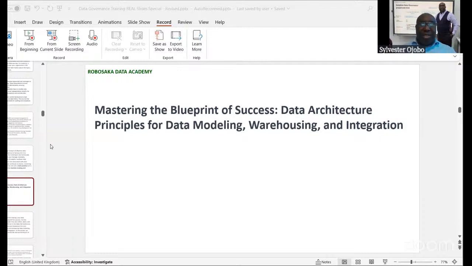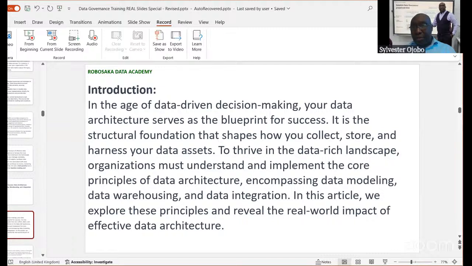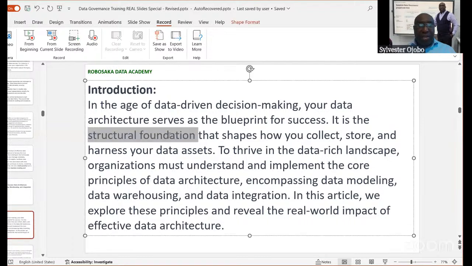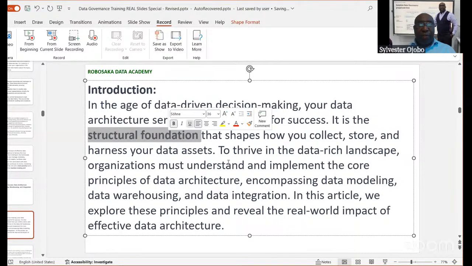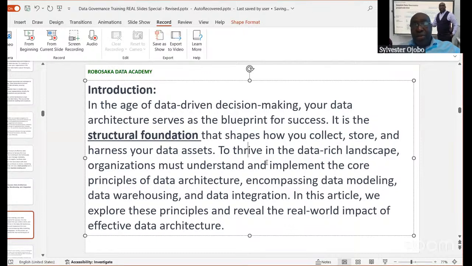So this is mastering the blueprint of success. Very, very important. It's data architecture, principles for modeling, warehousing, and integration. What does that mean? I'm just going to give a very brief introduction of it. We know decision making in modern times is data driven, and the architecture of data is actually the blueprint of success. It requires a structural foundation. I want to underline this. It's very important. If you want to build a house, we all need a foundation. Is that correct?